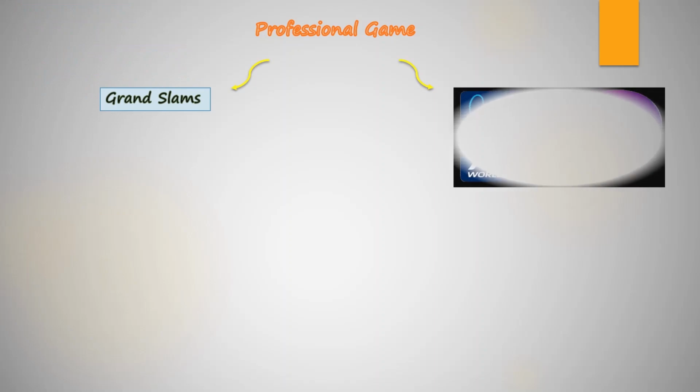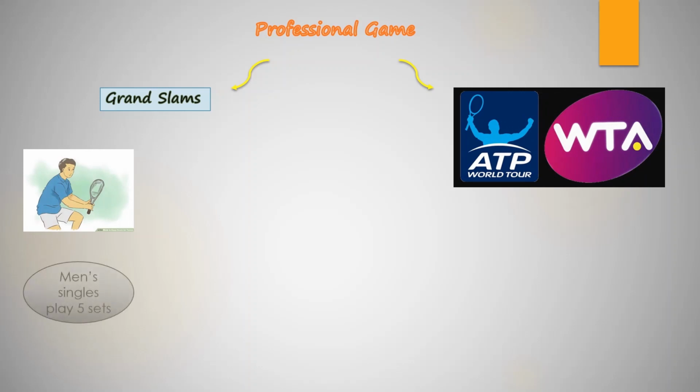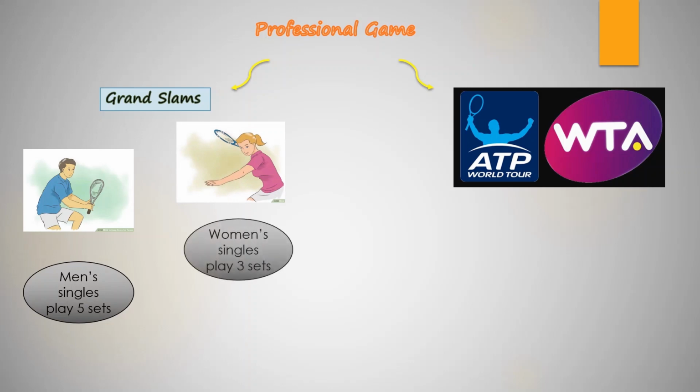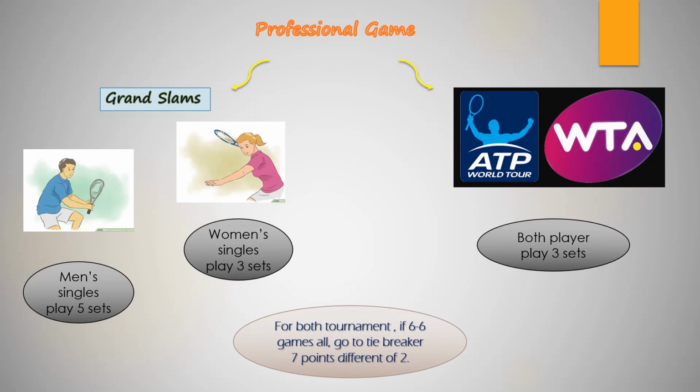For professional games, there are two types of tournament, which are Grand Slams and the ATP or WTA Tour. For Grand Slams, men's singles play 5 sets. For women's singles, play 3 sets. For the ATP or WTA Tour, both men and women play 3 sets. For both tournaments, if it goes to 6 games all, it goes to a tiebreaker, which is 7 points with a difference of 2.